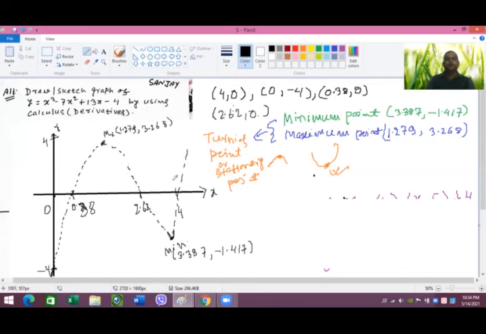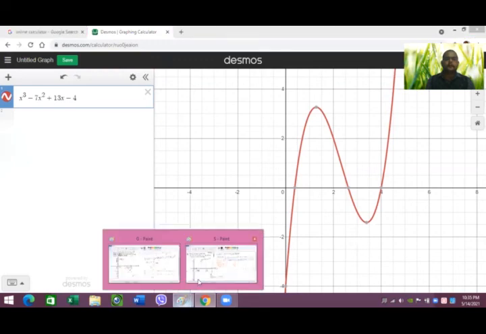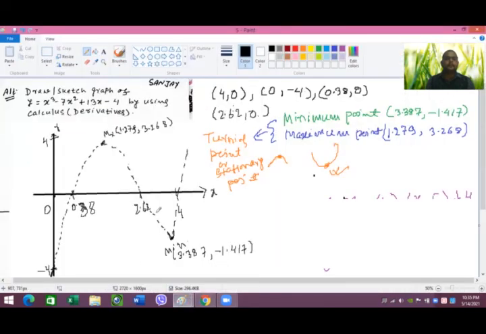So once you have drawn this, it is a good idea to go to graphing software to check whether or not the graph you have drawn is correct. So let's see here in the Desmos software. I have the same function here, x cubed minus 7x squared plus 13x minus 4, and our graph looks like this, the way we have drawn here. So our graph looks fine.